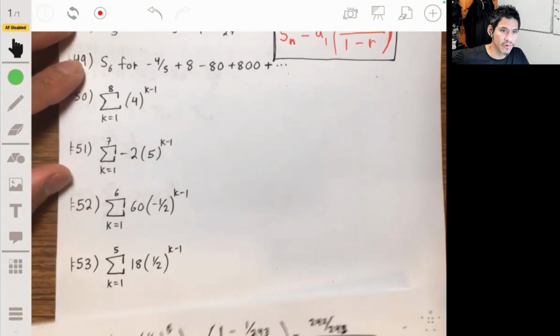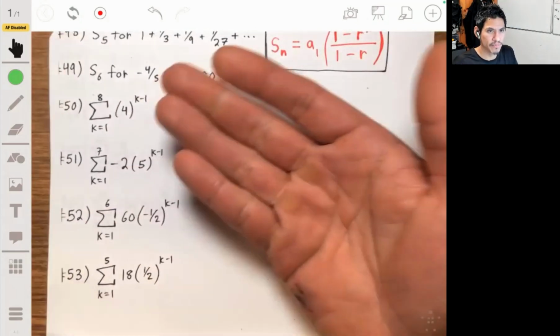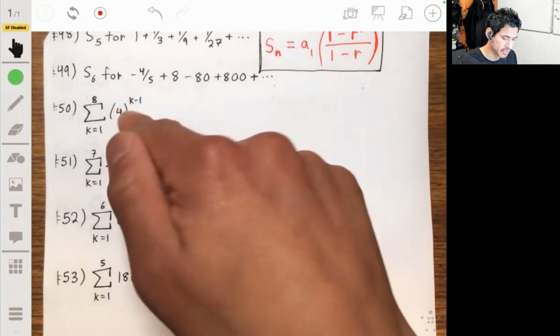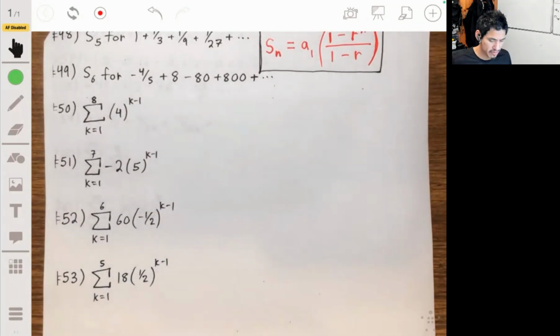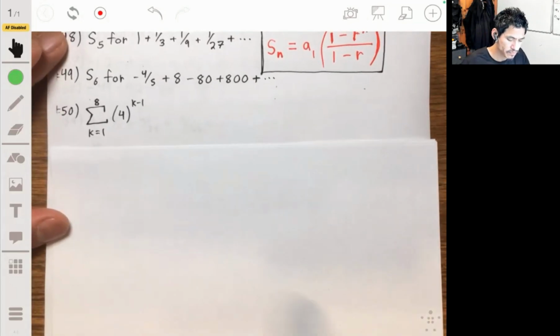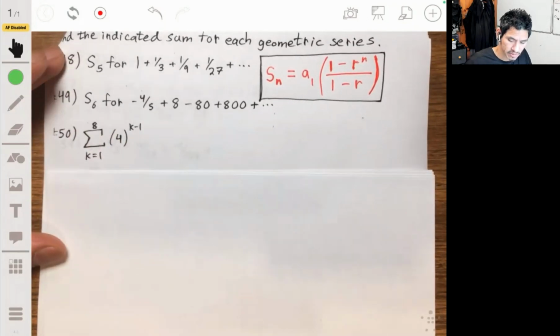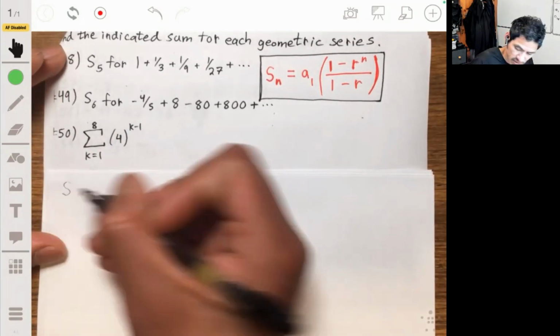All right. The next 4, or next 3, yeah, next 4. It's the same idea. It's just given in a different notation, so we just have to know how to read it. So let's look at term 50. Here, we're looking for the sum of the first 8 terms. So we're trying to find S8.